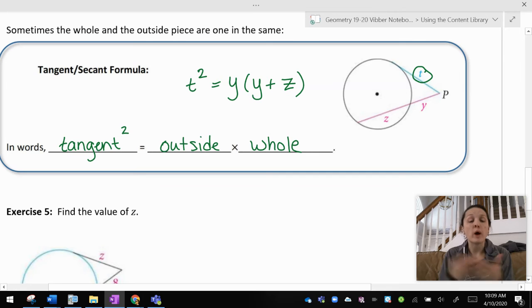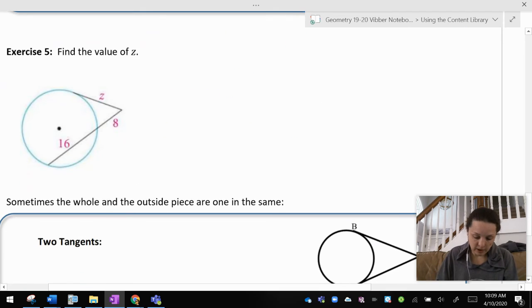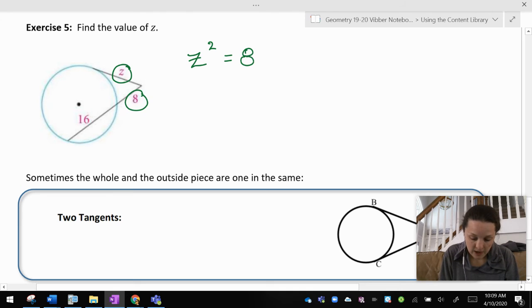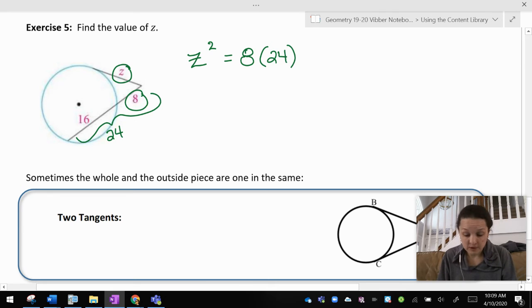All right, so outside times whole equals outside times whole shrinks down when you have a tangent to tangent squared equals outside times whole. Quick example here, z happens to be my tangent, so that thing's going to be squared. The outside down here is 8. The whole thing is 8 plus 16, which is 24. So I have z squared equals 8 times 24.